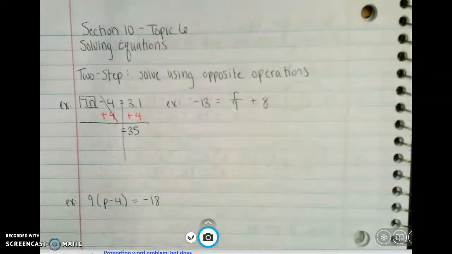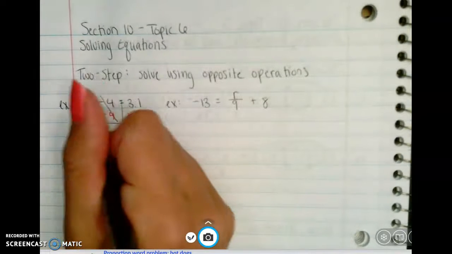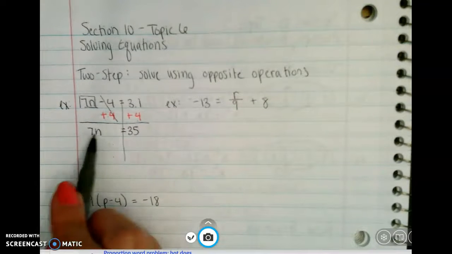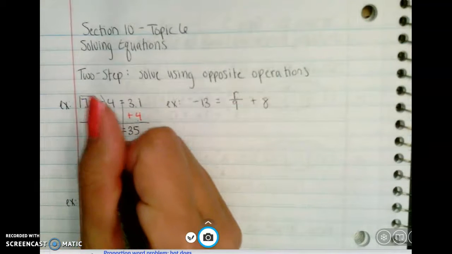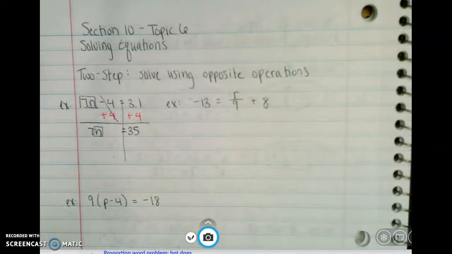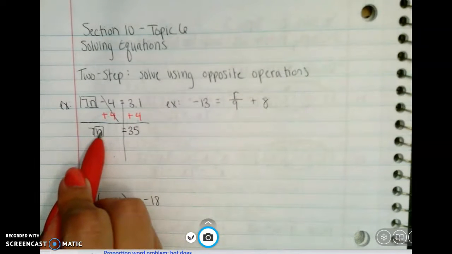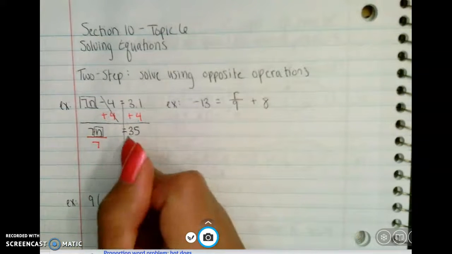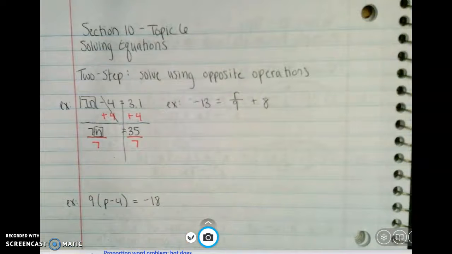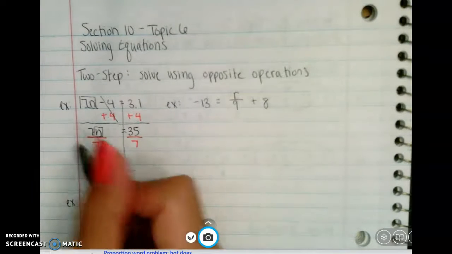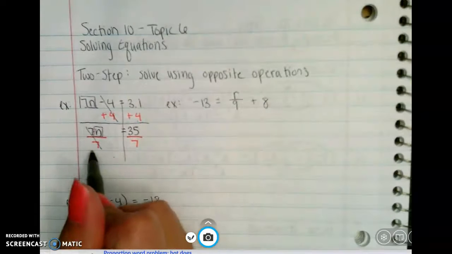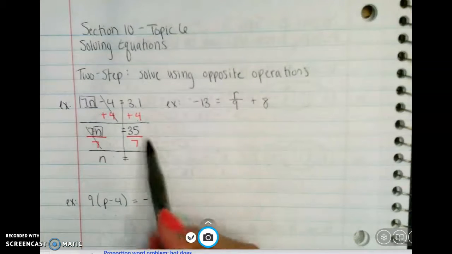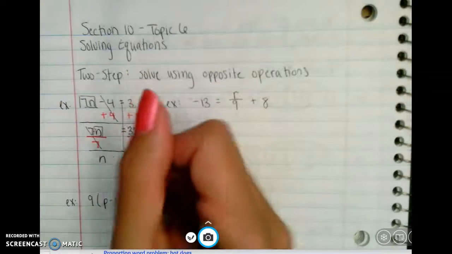We can bring down the equal sign, and we can bring down the 7n. Now we have one more step to get n by itself, so the only thing that we need to move to the other side of the equation is the 7 times n. So the opposite of 7 times n is divide by 7. So if we're dividing by 7 on both sides of the equation, the times 7 and divide by 7 will cancel out. And we're going to have n by itself equals 35 divided by 7, which is 5.